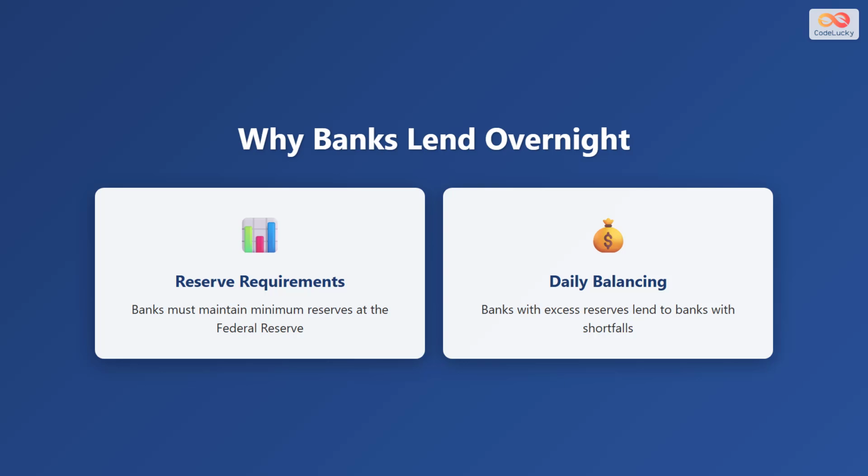Why do banks need to lend to each other overnight in the first place? There are two main reasons. First, banks must maintain minimum reserve requirements set by the Federal Reserve. Second, every day brings fluctuations in deposits and withdrawals, which affects each bank's reserve balance. Banks with excess reserves can earn interest by lending to banks that have temporary shortfalls. This creates a continuous market for overnight lending that keeps the banking system balanced and liquid.